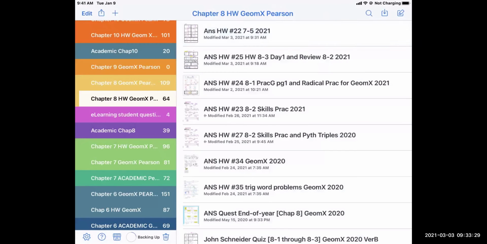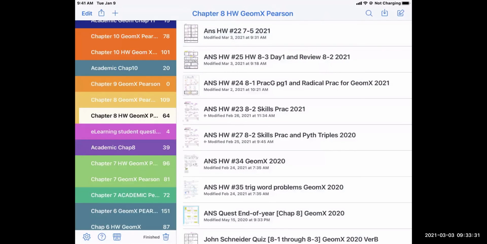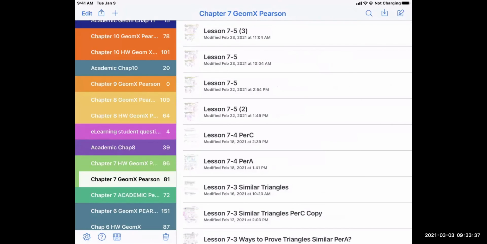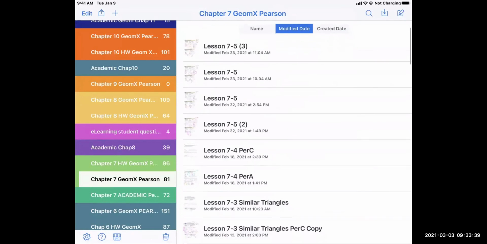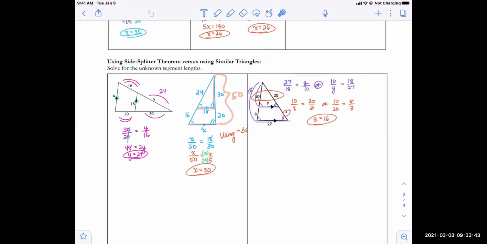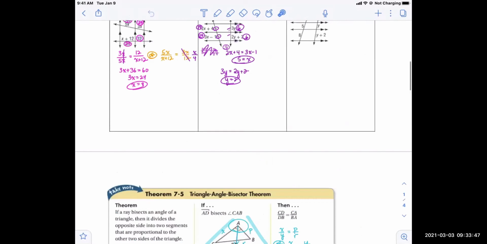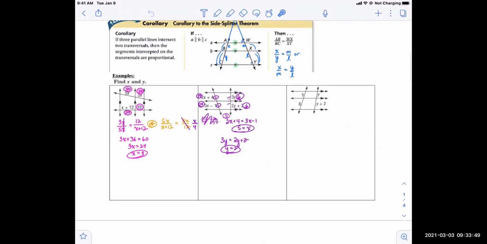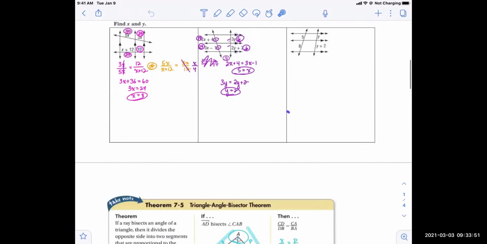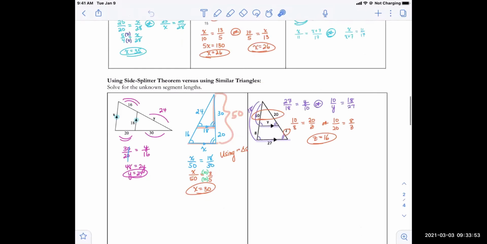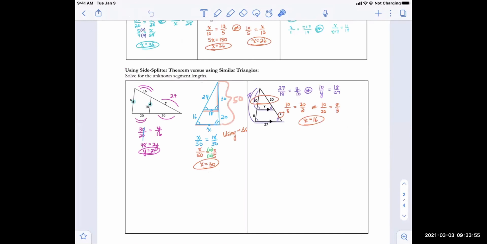Okay, let me go look at the lesson 7.5 that we did. Go ahead and open up lesson 7.5 and tell me if we finished the second page of these notes. Some classes I did and some classes I did not. Did we get through all of those examples and problems? We're good with that? Okay, good.